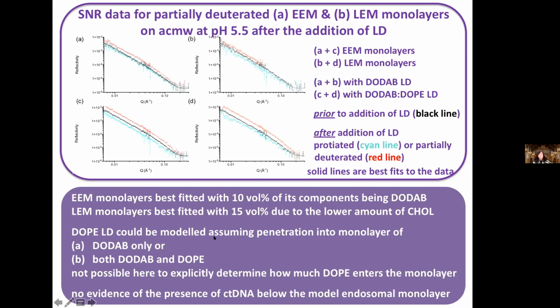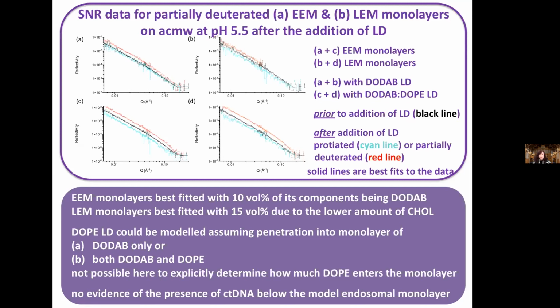But by fitting the data, we could actually say that 10% of that layer after we added the lipoplex, in the case of the early endosomal monolayers, is actually the cationic lipid. Whereas with the late stage endosomal monolayers, we had 15% of the cationic lipid go into the layer. So we're now actually quantifying these effects.